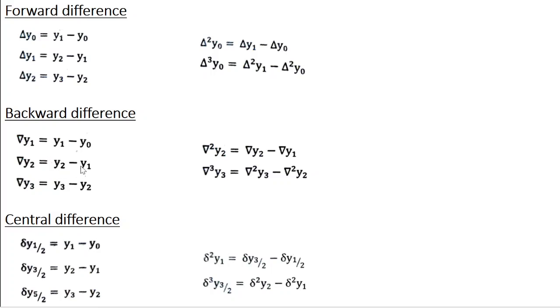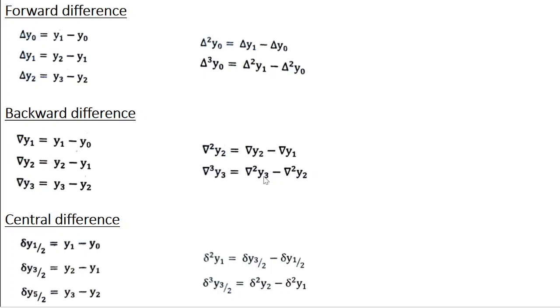Similarly, the difference between next two y terms, y2 minus y1. Here y2 is the backward term, so the corresponding subscript will come here. So y2 minus y1 equal to del y2. Similarly, y3 minus y2 is going to be del y3. And the difference between two successive first difference terms will give you the second difference term. So del y2 minus del y1. Here del y2 is the backward difference term, so the corresponding subscript will come here. So this is equal to del square y2.